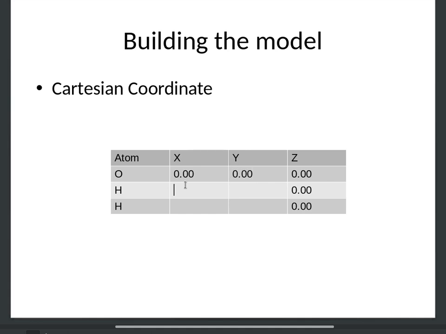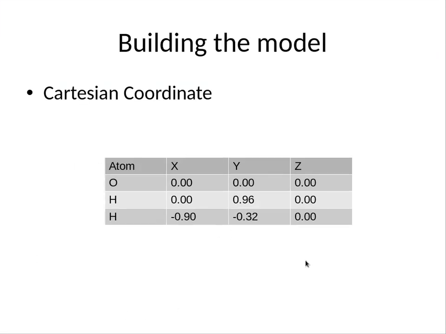Then of course I've got to place a hydrogen atom appropriately far from it, and I can be a little bit more accurate than just 1 angstrom. I can make it maybe 0.96 angstroms apart, and then finally I need a second hydrogen, and to make it match I'm going to do -0.9 and -0.32. Okay, so this is a perfectly valid way of building a water molecule.